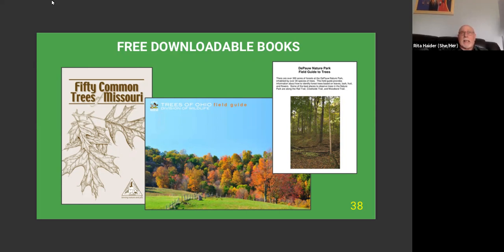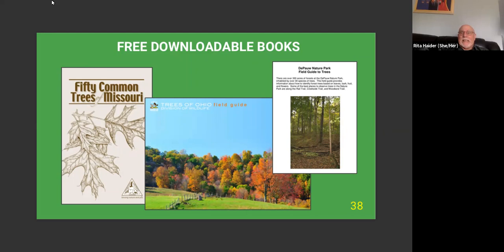And these are nice because if you have limited data or you're out of range from a cell tower or whatever, you can put these downloadable books on your phone and you don't have to carry a stack of books in your backpack. The 50 Common Trees in Missouri has most of the common Ohio trees, very nice line drawings and good descriptions of them.